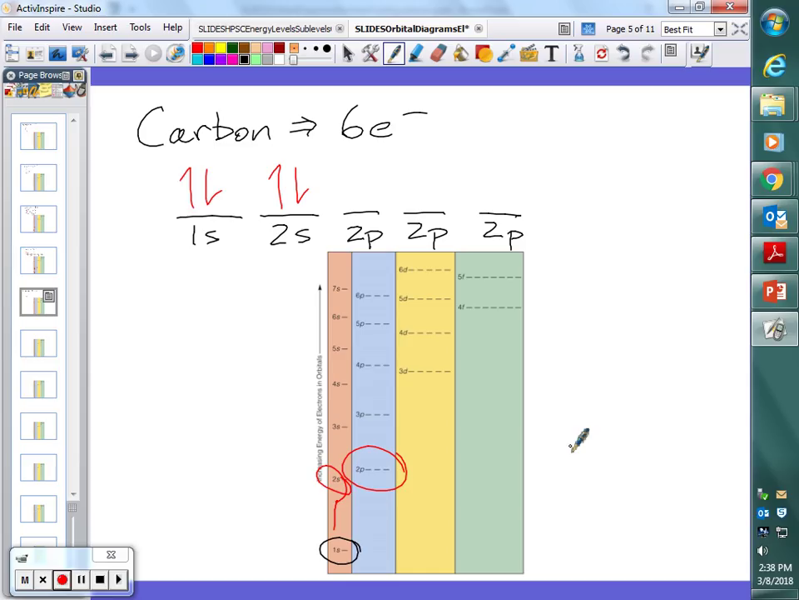First rule is the Aufbau principle. Lowest energy to highest energy. Second rule is the Pauli exclusion principle. 2 electrons per orbital. The third rule we call Hund's rule, and I'll tell you about it in just a second. Okay? We saw for boron, we put that 5th electron right there.